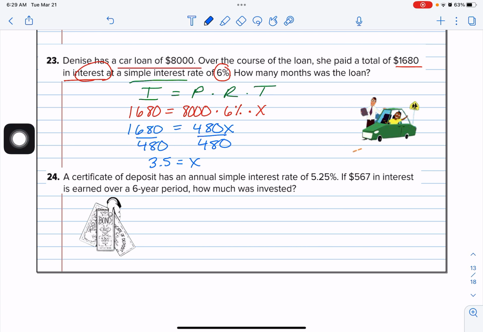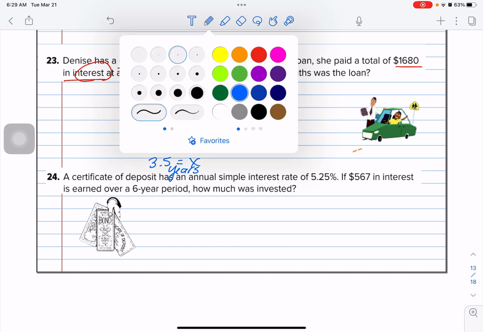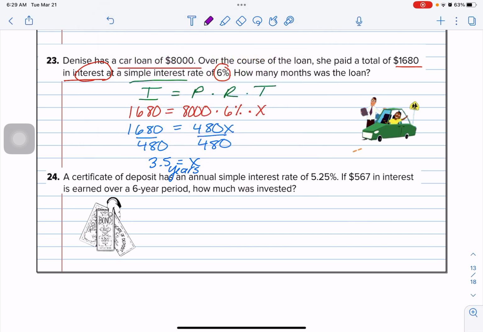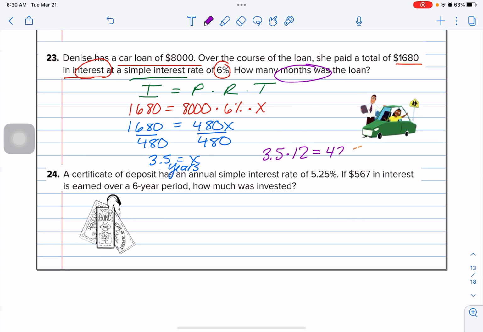The only thing that's not quite done with this problem is that remember that T stands for time measured in years. So this 3.5 is 3.5 years. What I need to look at, though, is how many months that would be. Well, how many months in a year? 12. So I would take the 3.5 and multiply it by 12. When I multiply 3.5 by 12, I end up with 42. So my answer would be 42 months.